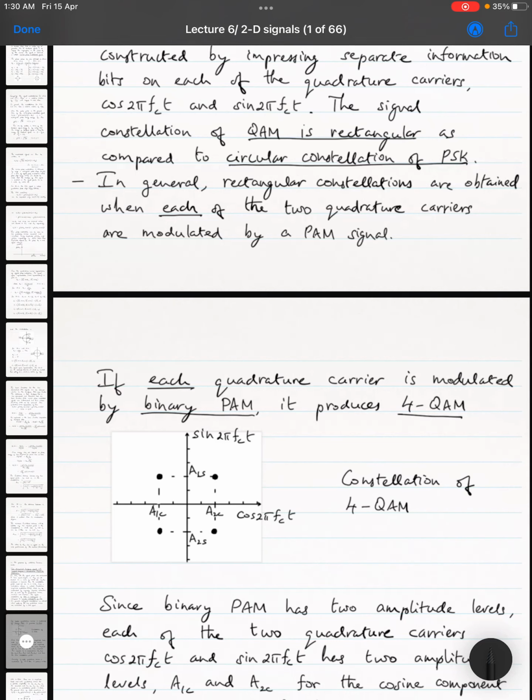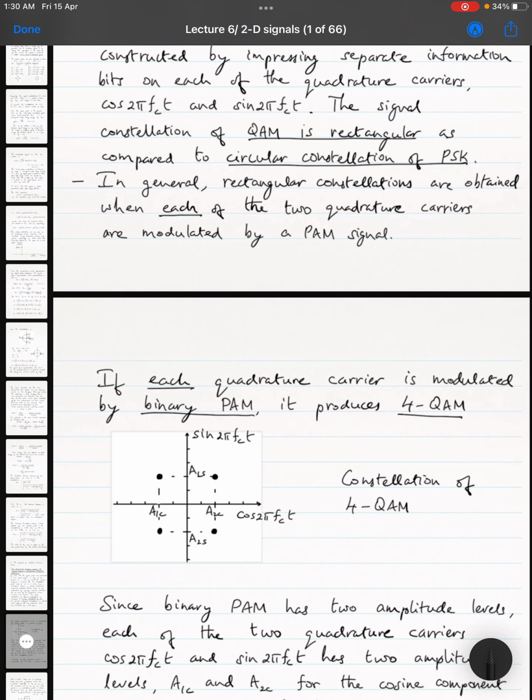So if each of the quadrature carriers is modulated with the binary PAM signal, then we get a quadrature amplitude modulated signal, or 4 QAM to be precise. We have the two quadrature components, cosine and sine, and we can have the cosine modulated with a component which we simply call A1C and A2C, and the sine component modulated with A1S and A2S. Depending on these combinations, we can have 4 possible combinations: A1C, A1S; A1C, A2S; A2C, A1S; and A2C, A2S, right? So 4 different combinations, that gives rise to 4 points in the constellation.